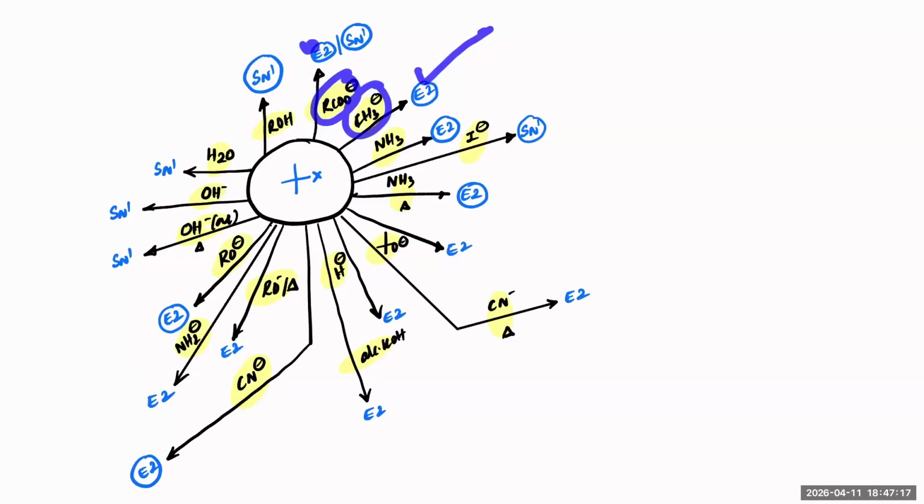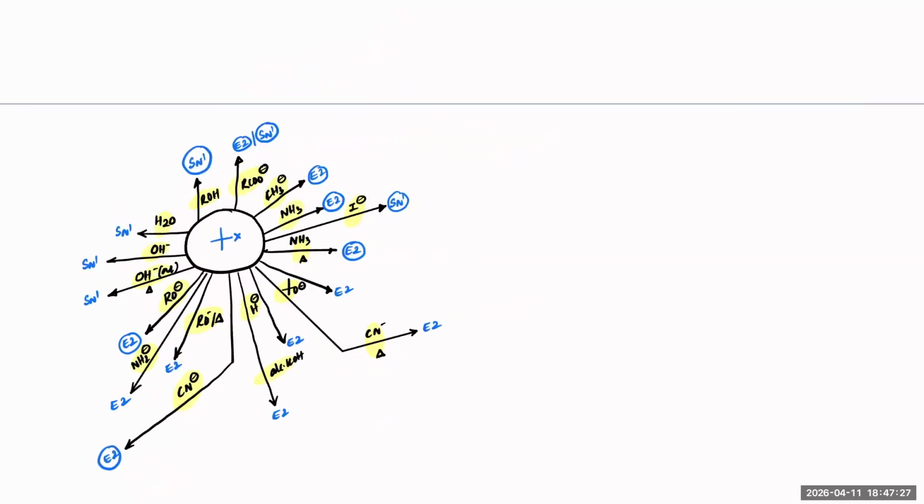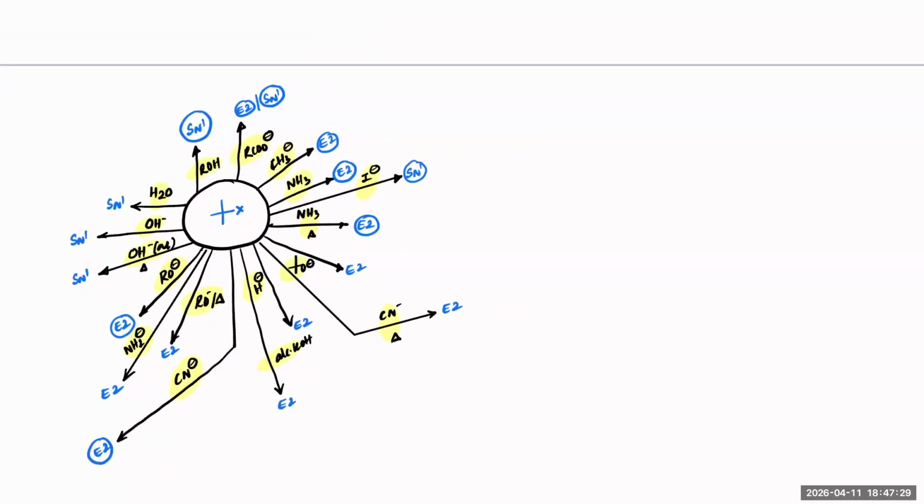RCO minus is E2 or SN1. It can give both, right? Just the heat differs. Slightly heating, E2 will favor. No heating, SN1 will favor. Okay, so these are the cases you need to learn. Please check.